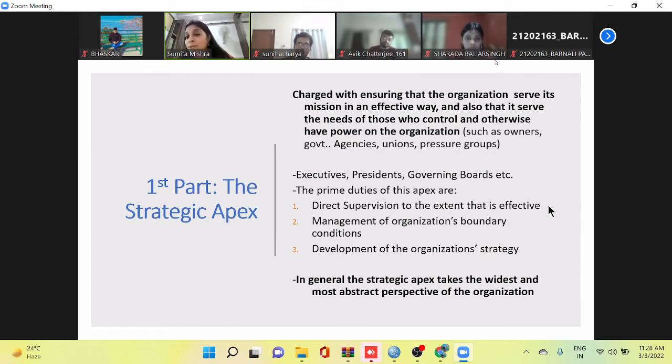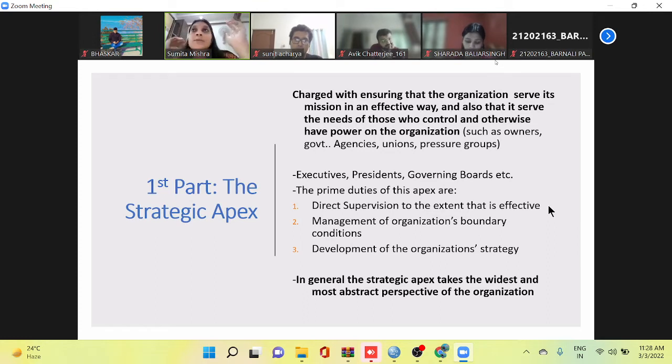And what are the prime duties of the apex? See, the first duty is direct supervision. To the extent that is effective, what does this word mean? That in the ultimate analysis, whether we are looking at an Apple or a Google or a small startup company or our own university, each member in that organization is accountable to the apex because they represent the leadership.